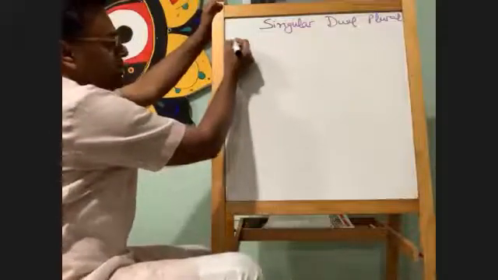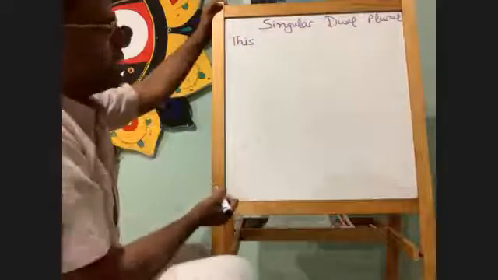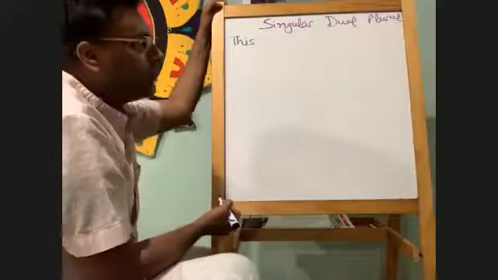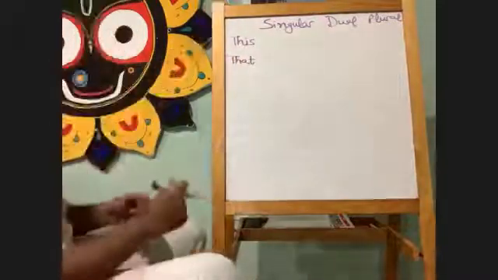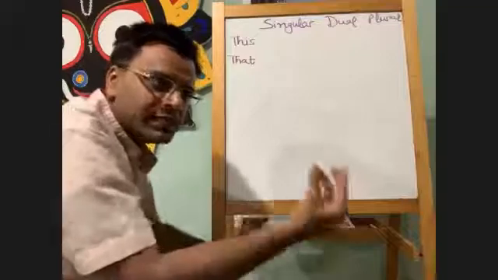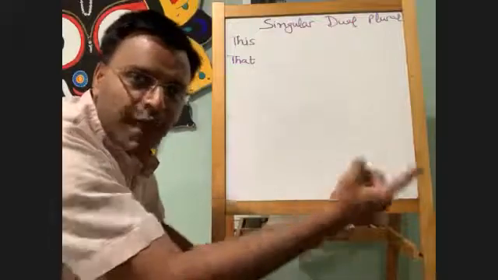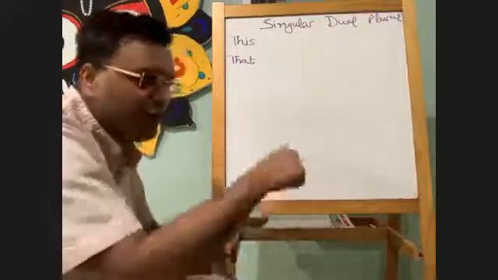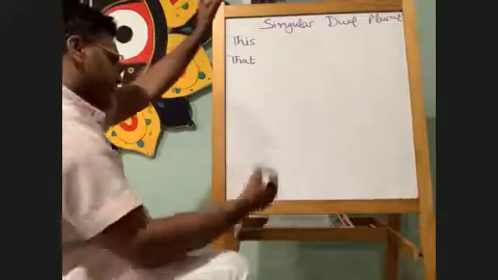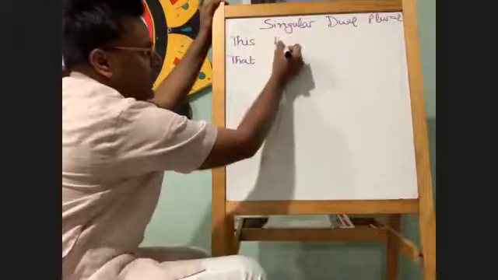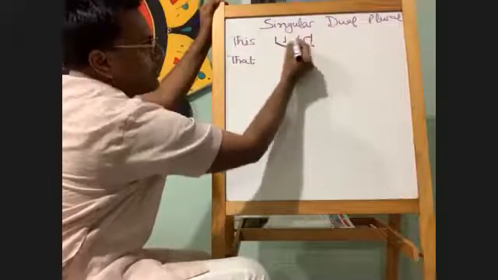So if you are addressing this, what is the word for this or that? This means you are addressing some object which is next to you, closer to you. That means you are pointing to something which is a little far away from you. So what is the word for this and that? This word is tat, ta and half ta, tat.